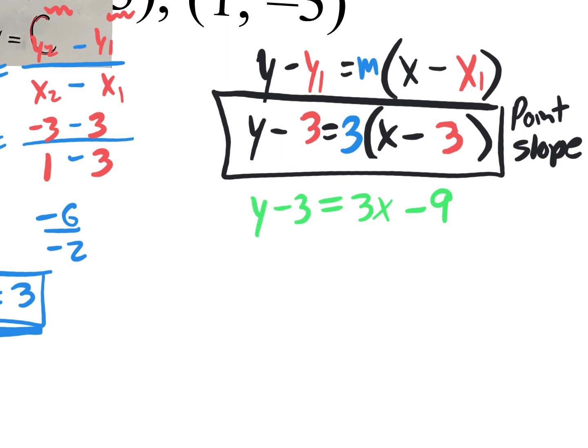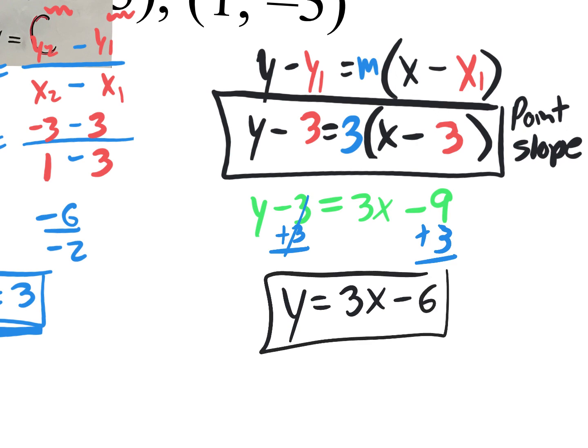Now this is almost in slope-intercept form, y equals mx plus b. I just need to get y by itself, and that means I need to get rid of this minus 3. So I get rid of the minus 3 by going plus 3. That'll cancel out minus 3, and I will have my slope-intercept form equation. y equals, the slope is 3x, or 3 with an x, and then minus 6. That's your b value. This is slope-intercept form, slope-intercept. Cool? Cool.